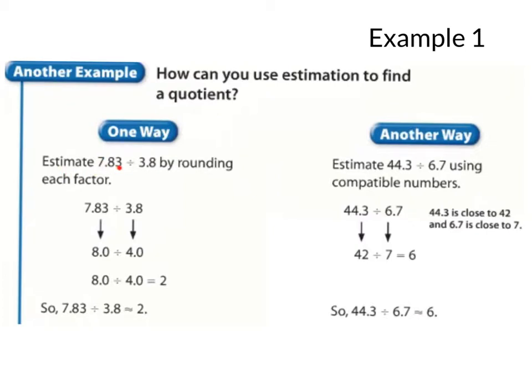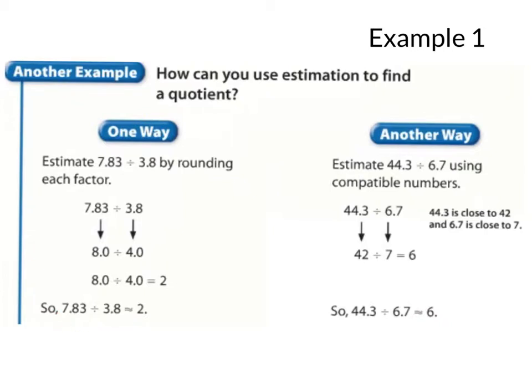Estimate 7 83/100 divided by 3 and 8 tenths by rounding each factor. Well, I see that 8 is more than 5. We're going to round that up to 8. It was 7 up to 8. And I know that 8 makes us 3 into a 4. So we have 8 divided by 4. That's really nice because that's an easy problem. It's about 2. So this problem is about 2.